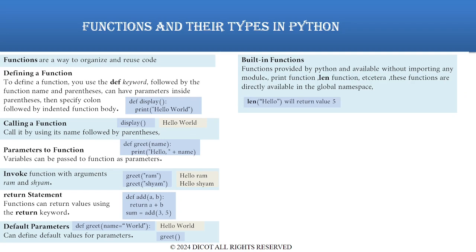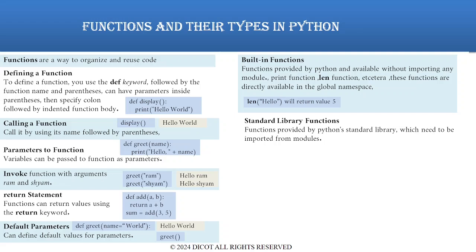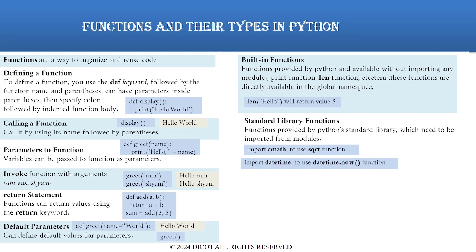Standard library functions. Functions provided by Python's standard library, which need to be imported from modules. Example: we need to import cmath in order to use sqrt function which calculates the square root of a given number. We need to import datetime in order to use datetime.now function which provides the current date and time. Just import the module and use the function without bothering about its definition.